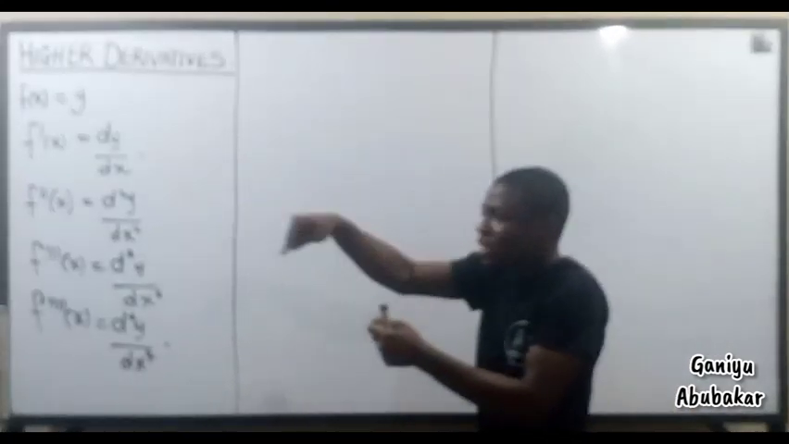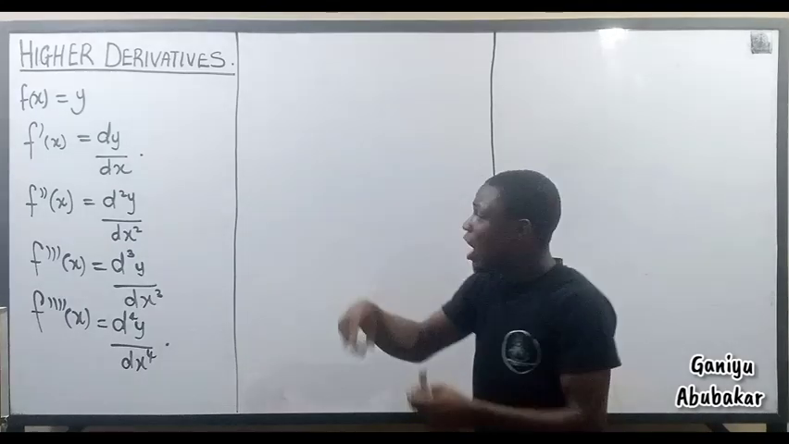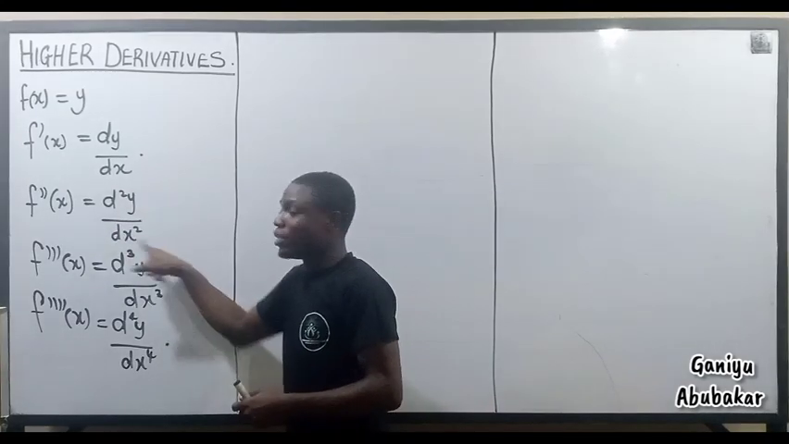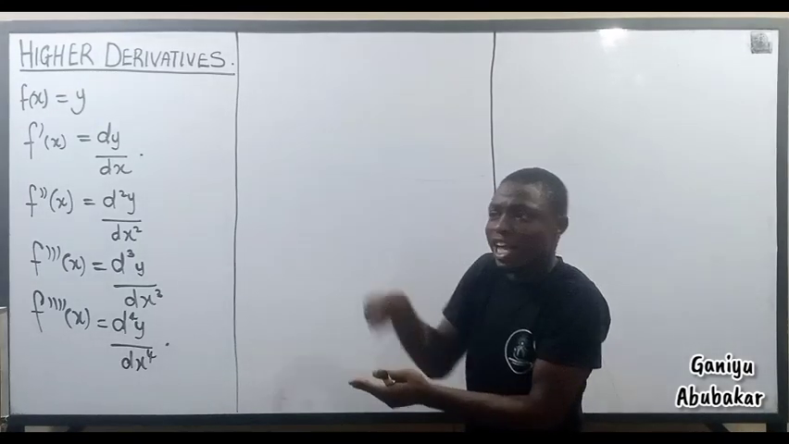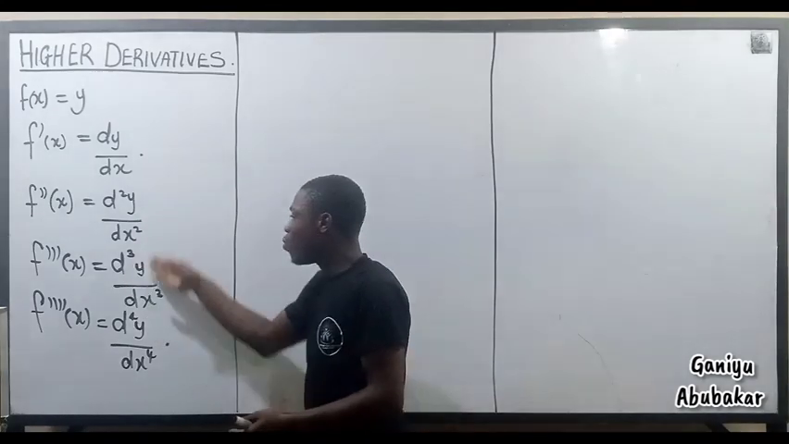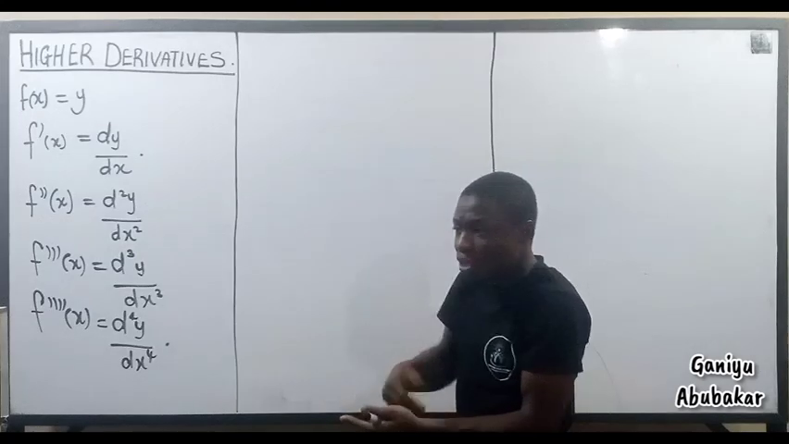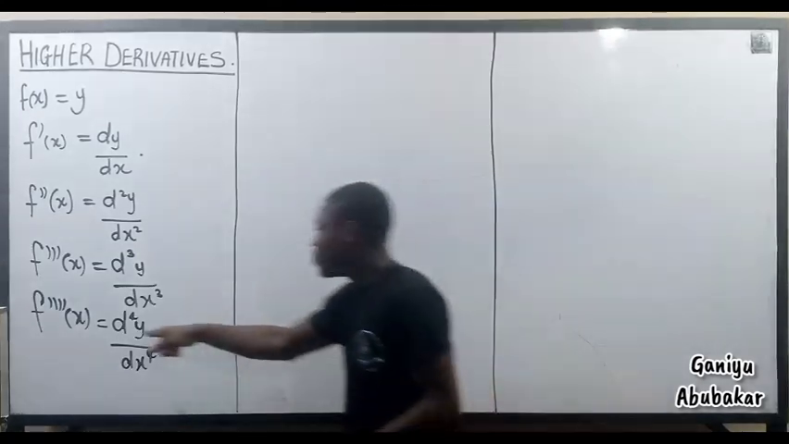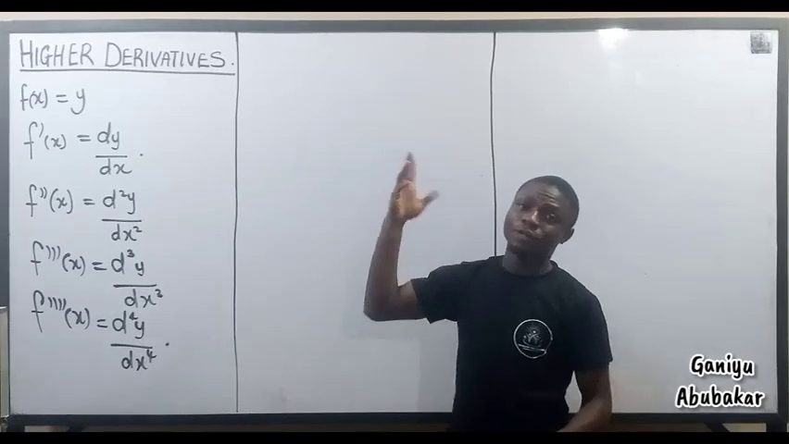So note that if I differentiate a question once, that's dy over dx. If I differentiate the answer again, I'll have d squared y over dx squared as my value. If I differentiate d squared y over dx squared again, I'll have d cubed y over dx cubed. If I differentiate again, I'll have d to the power 4 y over dx to the power 4, and it continues that way.